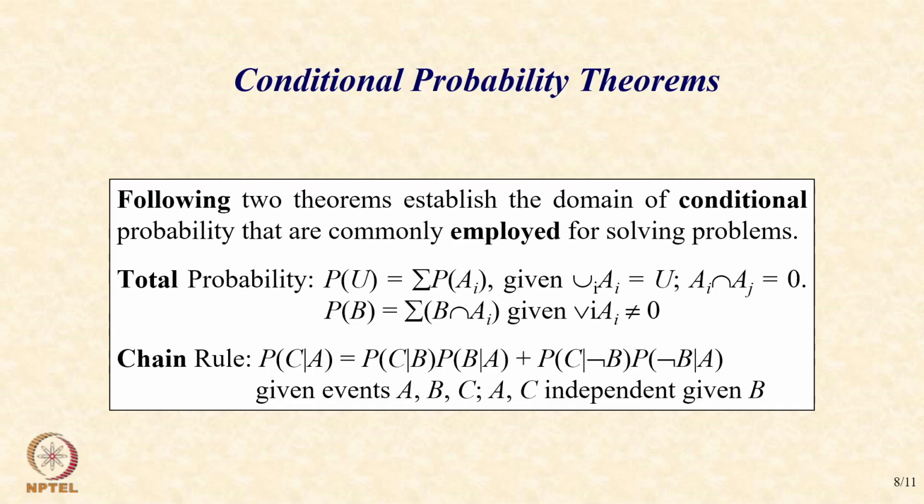So, we say that given events A, B, C, A and C are independent given B. This is how the two additional theorems are brought in to help us with solving our problems, which will involve the use of conditional probability.